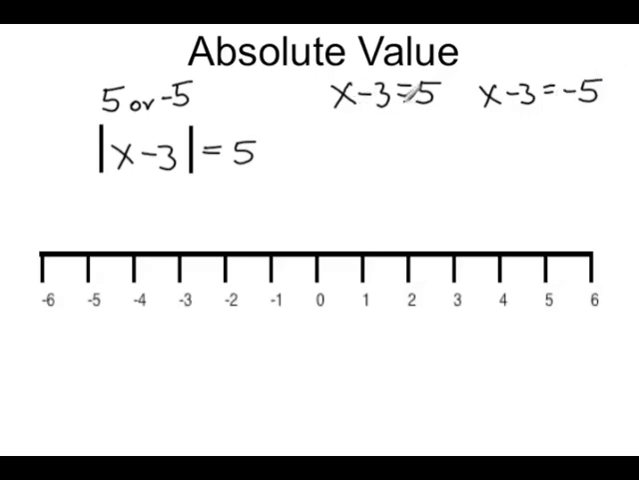By solving these equations, I'm going to add 3 to both sides, so I get x equals 8. And here I'm going to add 3 to both sides, so I get x equals negative 2. So if x is either 8 or negative 2, then the absolute value of x minus 3 is going to be equal to 5. Because putting those values in gives me either 5, whose absolute value is positive 5, or negative 5, whose absolute value is also equal to 5, the distance away from 0.